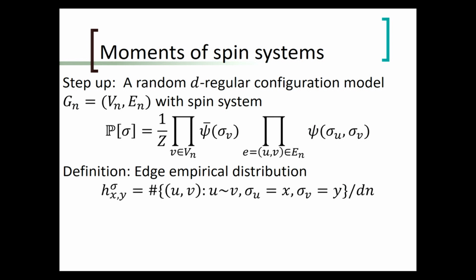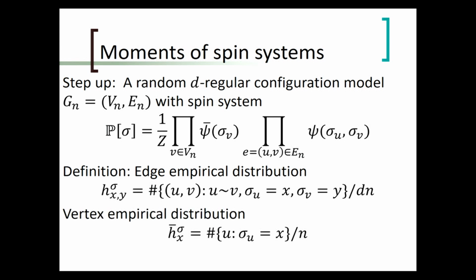Well, it's good to define the edge empirical distribution, H of x, y, which is just what fraction of edges have x on one side and y on the other. So it's just saying what are the relative frequencies that you see on different edges. We define this, and you could also define the vertex one. And we want to see in the expectation what sort of edge empirical distributions make the biggest contribution.